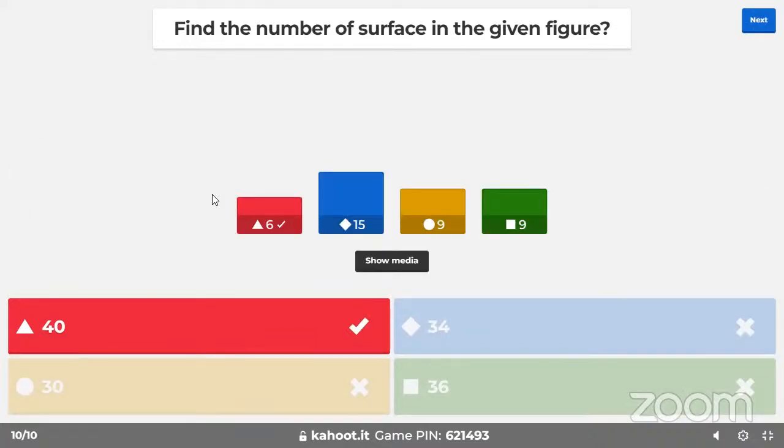Time's up. So 40 was the correct answer. Only 6 among you has answered it correctly. It's really interesting. Only 6 of you got it right, and we didn't know who were those 6. And that was a double point question.